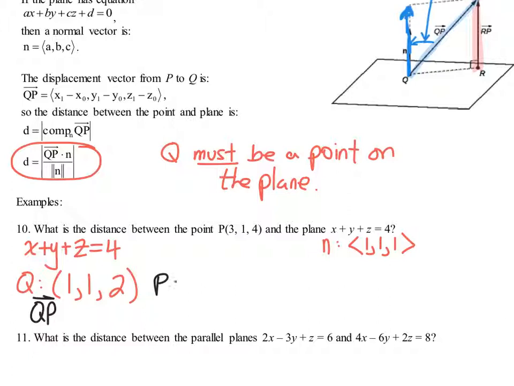And I'll write P right next to it, just so I can point at stuff. So 3 minus 1, 1 minus 1, 4 minus 2. 3 minus 1 is 2. 1 minus 1 is 0. 4 minus 2 is 2. So 2, 0, 2. All right, so that's my QP. I need to dot that with n.